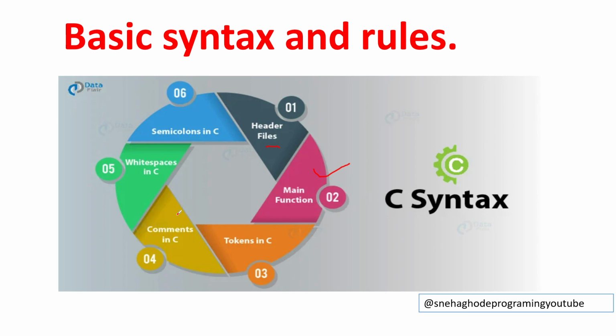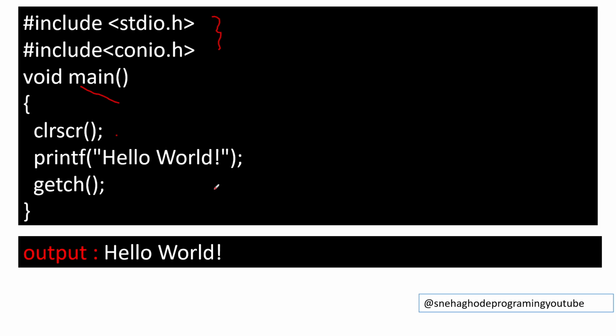Then comments in C. We haven't written any comments here; I'll let you know later. Then here clrscr and printf, where we are going to print Hello World, and then getch. So here we are getting our output as Hello World.